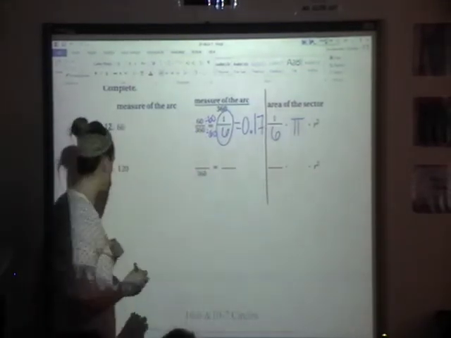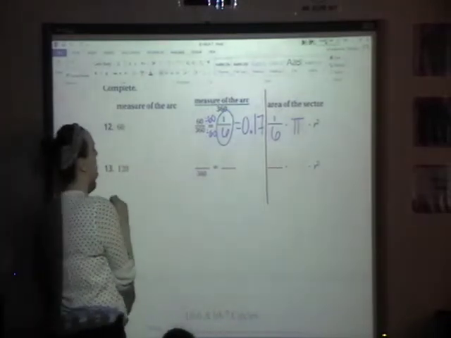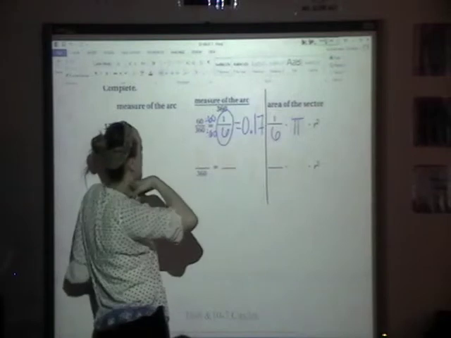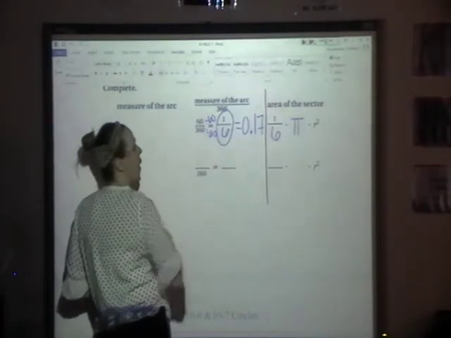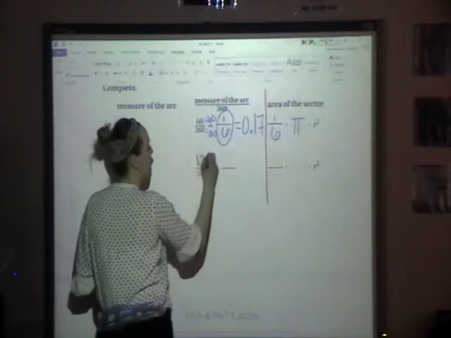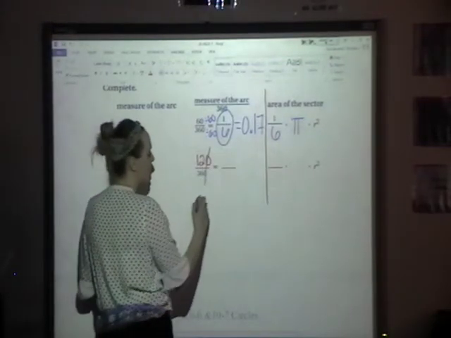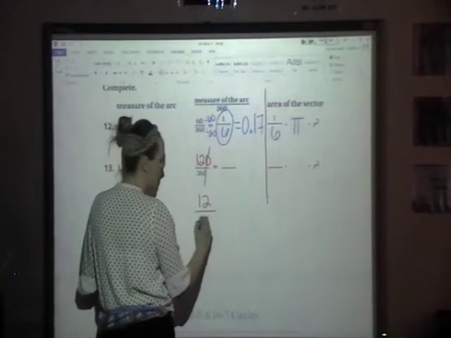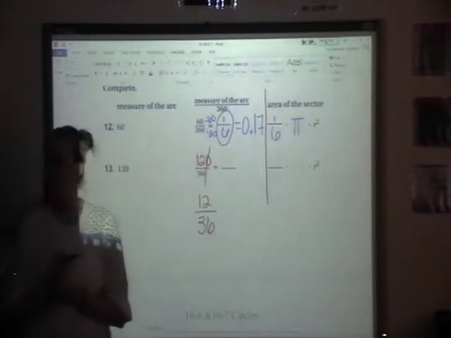You will see. Another example we have is 120 as the measure of the arc. So our formula to figure out the portion of the circle we're talking about is measure of arc over 360. So that would be 120 over 360. I'll cancel out my zeros to make it nice and easy to simplify: 12 divided by 36. How can I simplify 12 over 36?